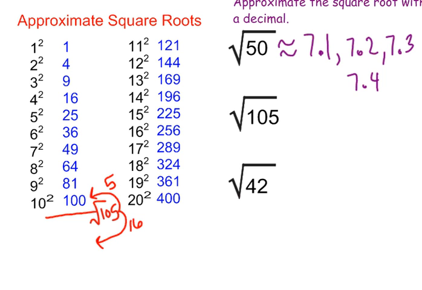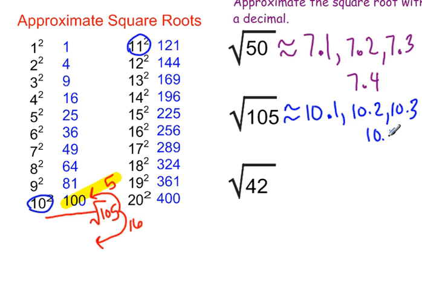So I'm going to write that the square root of 105, it's between 10 and 11. What kind of numbers are between 10 and 11? 10 point something. And since it is closer to the low end, I'm going to choose 10.1, 10.2, 10.3, or 10.4. Any of those answers would be acceptable without a calculator.